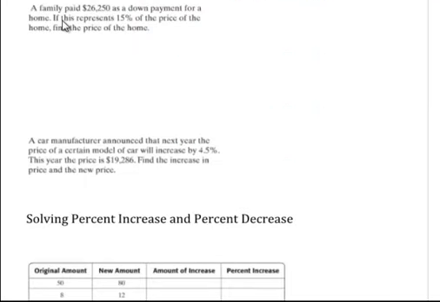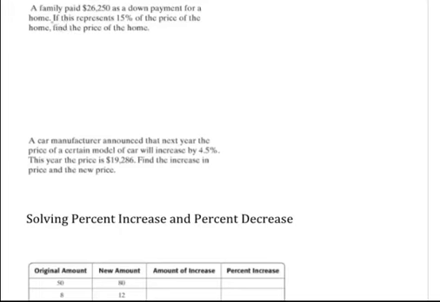All right, the next problem says, a family paid $26,250 as a down payment for a home. If this represents 15% of the price of the home, find the price of the home. Okay, so when I read this problem, it says they paid $26,250 as their down payment. That's a down payment. That tells me that the home has to cost more than $26,250.